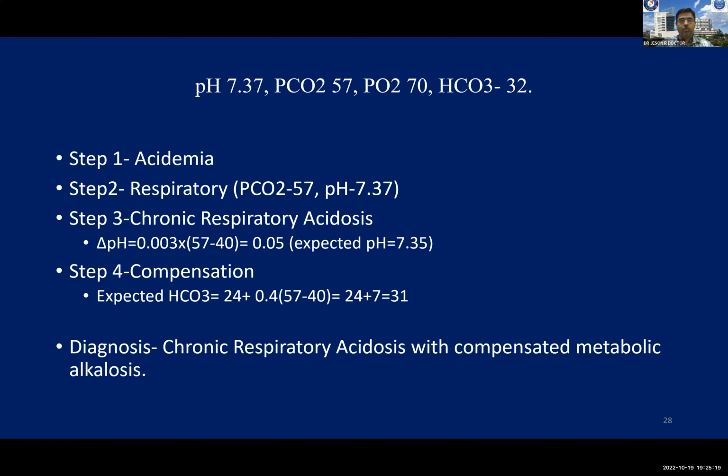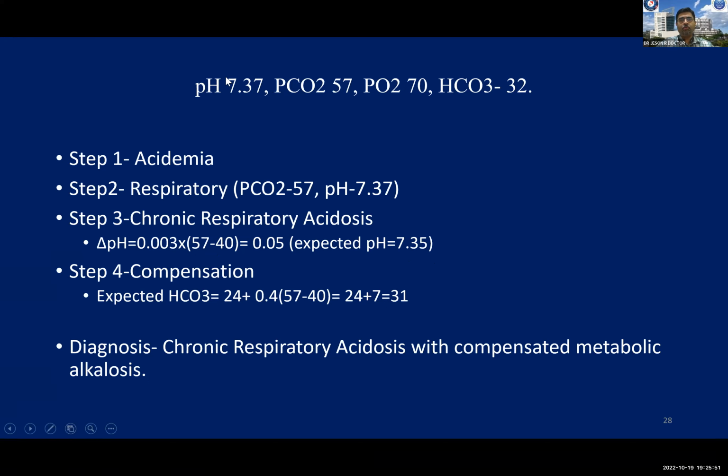So delta PCO2 is 57 minus 40, the baseline PCO2, which gives you 17. You multiply it by 0.008 for acute and 0.003 for chronic. In this case, when you multiply 17 by 0.003, it gives you 0.05. And when you deduct 0.05 from 7.4, it gives you a pH of 7.35, which is close to this pH, suggesting that it is a chronic respiratory acidosis.